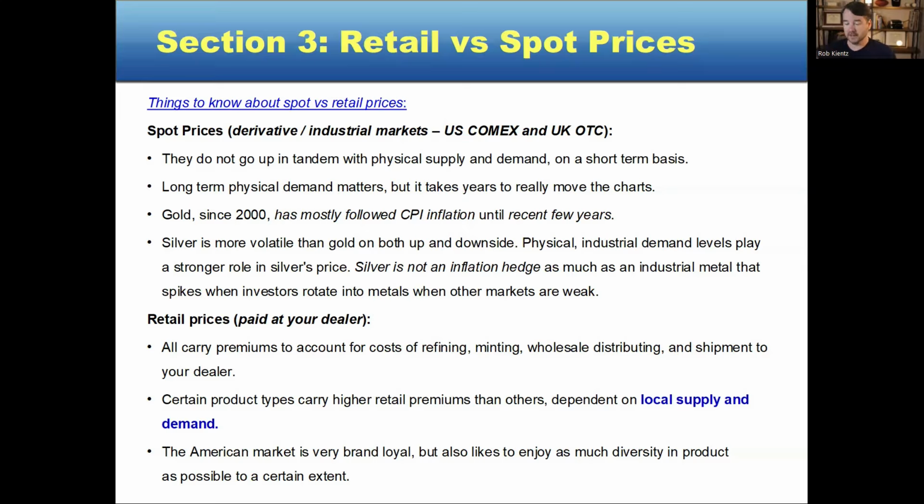So go again, look at part 2, but I'm going to do a super short recap for you. So spot prices are the derivative paper market or industrial markets, the US COMEX and the UK over the counter. Now, that is shifting east, where Dubai and India and Russia and China are starting to have more of a pull on the global gold and silver price.